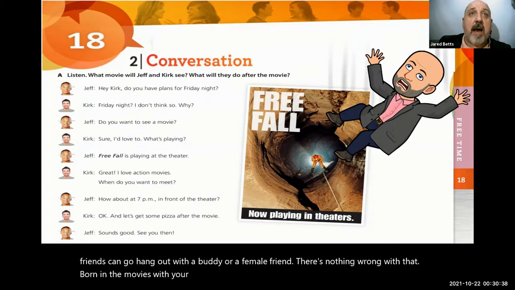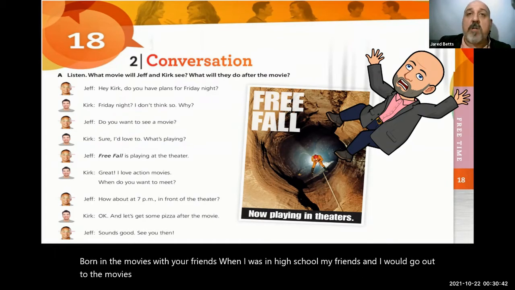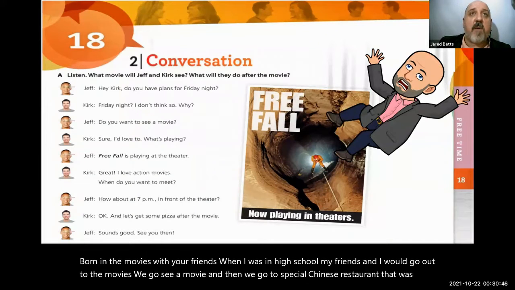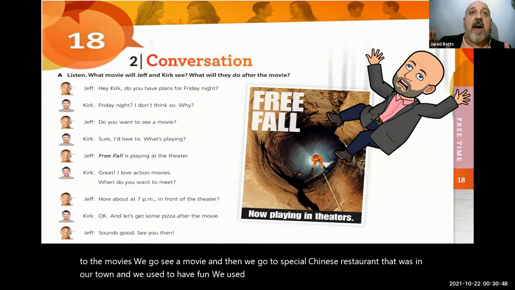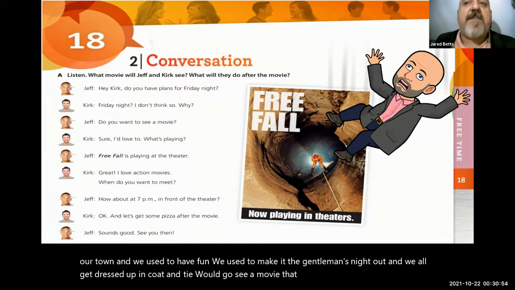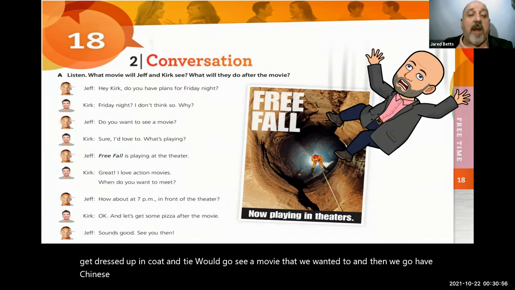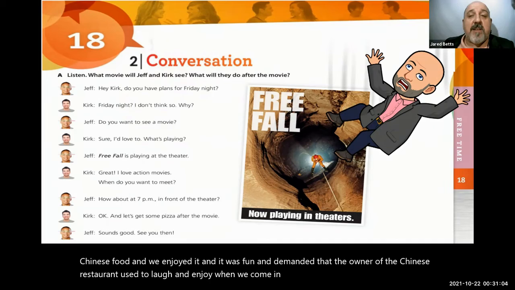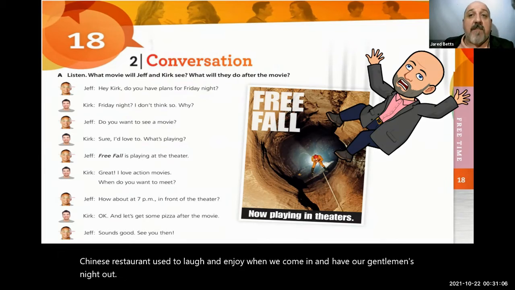When I was in high school, my friends and I would go out to the movies. We'd go see a movie, and then we'd go to a special Chinese restaurant that was in our town. And we used to have fun. We used to make it the gentleman's night out. And we'd all get dressed up in coat and tie. We'd go see a movie that we wanted to, and then we'd go have Chinese food. And we enjoyed it. And it was fun. And as a matter of fact, the owner of the Chinese restaurant used to laugh and enjoy when we'd come in and have our gentleman's night out. And it was always a lot of fun.